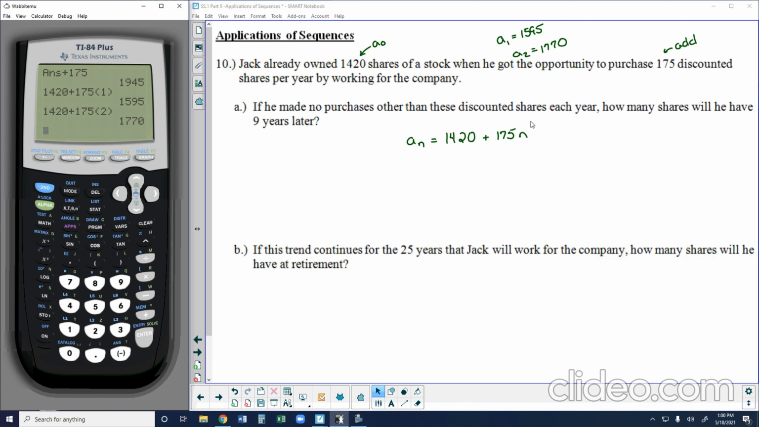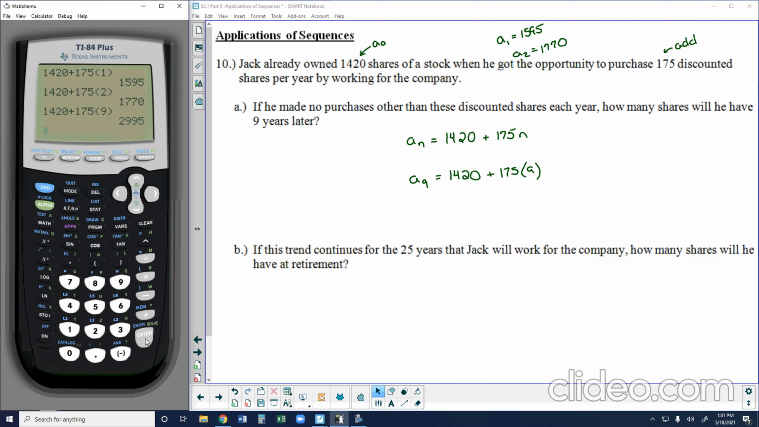and this could continue the pattern. So if he's making no other purchases other than these shares, and we want to know 9 years later how many stocks he owns, we can do the 9th term in this sequence by taking A sub 9. So I can do 1,420 plus 175 times 9.